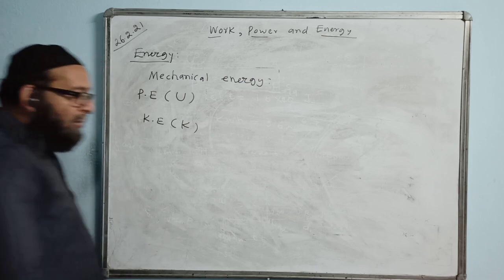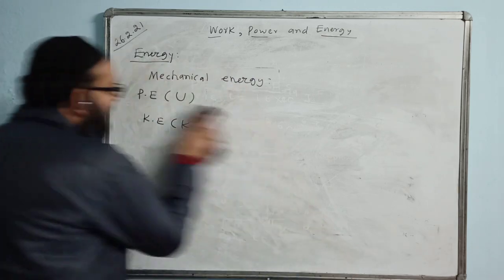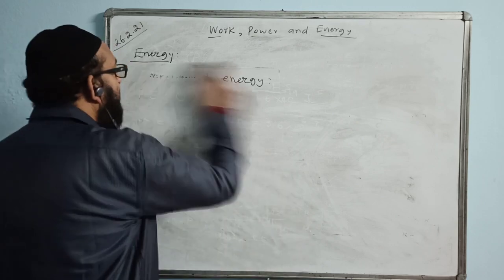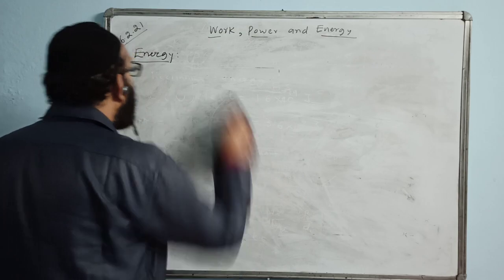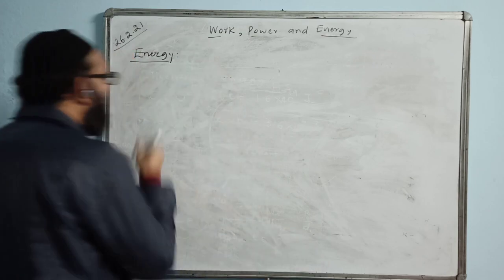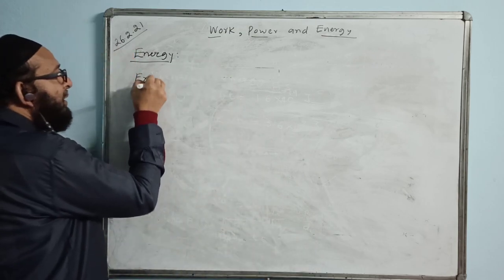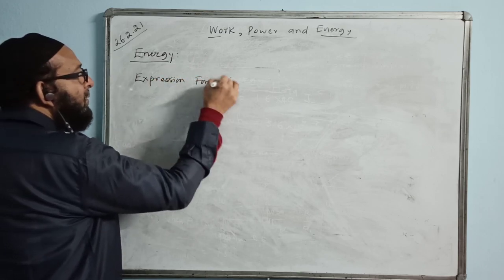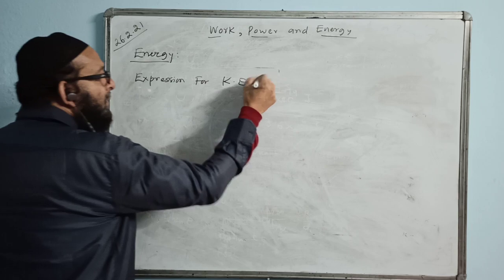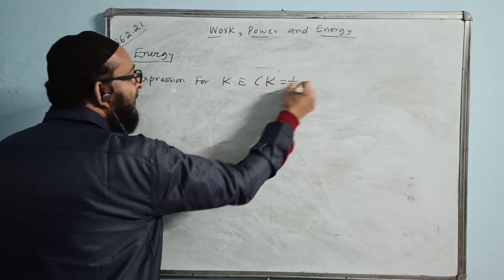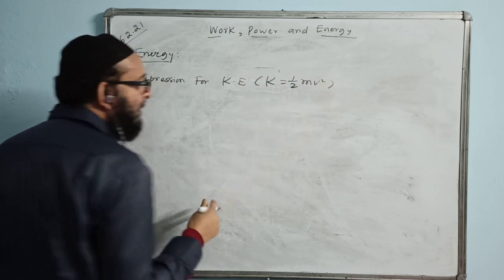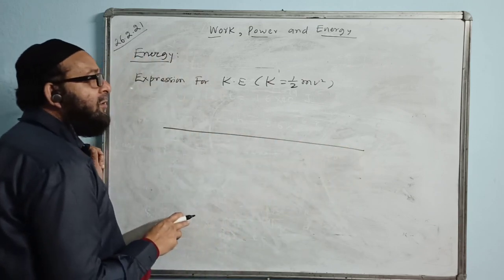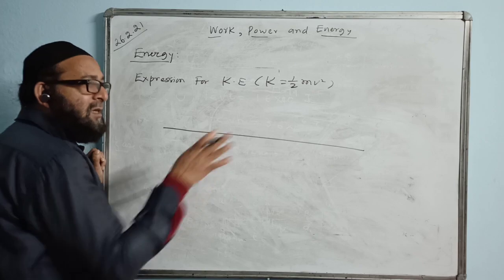Now we have to prove the formula of kinetic energy. Kinetic energy expression: the formula is K equal to half mv square. How to prove it? Just see how we are going to prove it. For this we will draw a diagram. We are deriving the formula of translational kinetic energy.